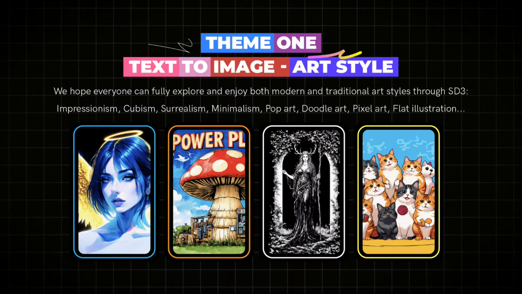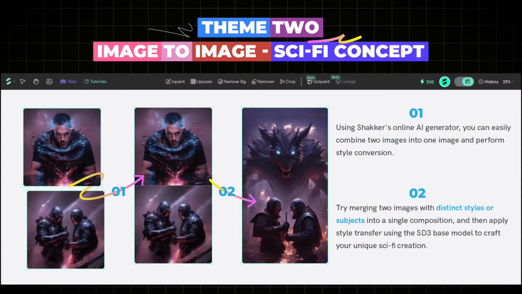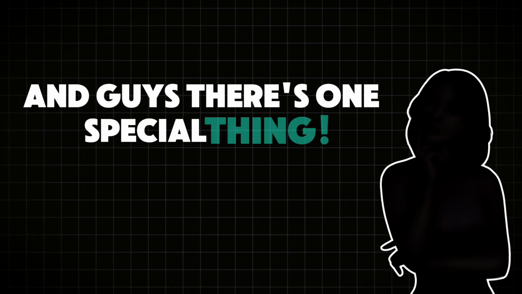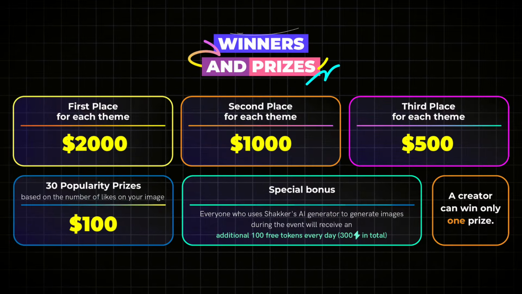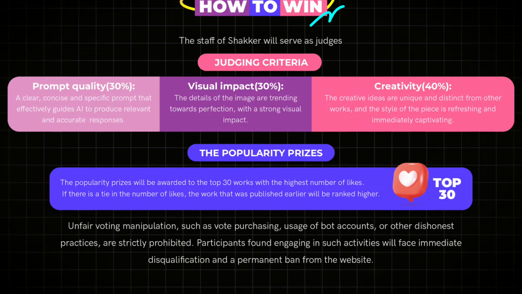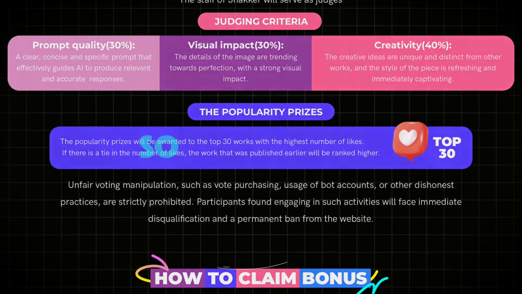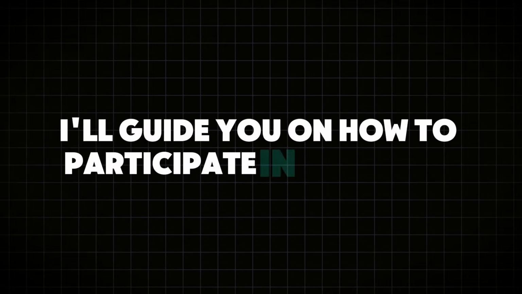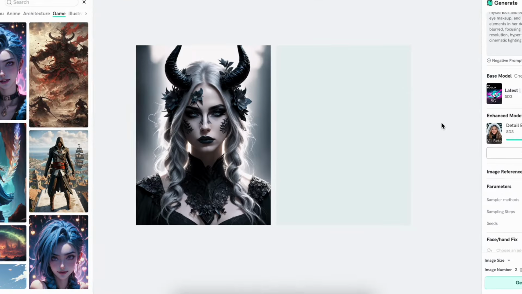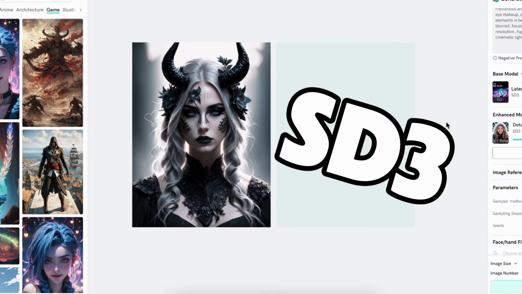Okay, let's dive into the themes. The first theme is the captivating text to image art style, and the second one is the thrilling image to image science fiction concept. And guys, there's one special thing. This contest will select more than 30 winners for each theme. You can find all the contest details by visiting the link I provided in the description. So in this video, I'll guide you on how to participate in this event and use their amazing AI generator and SD3 models to create incredible artworks.